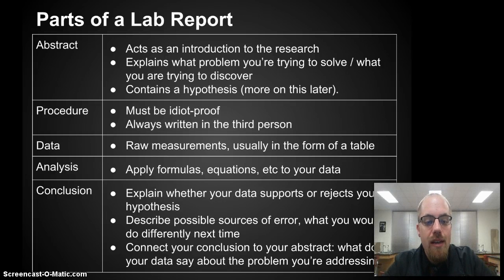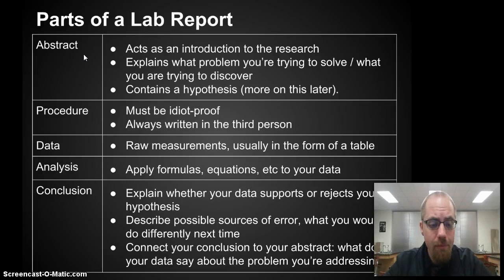Okay, so the first component is an abstract, and the purpose of the abstract is that it acts as an introduction to the research. But it's a little bit more than an introduction because it explains what problem you're trying to solve and what you're trying to discover, and it contains a hypothesis. And really, you can think about an abstract as a summary in just a couple of paragraphs. What is your experiment about, and what does it involve, and what are you trying to solve, and give a general outline of how you approach it. Okay, so how are you going to approach the problem or the big question that you're trying to answer?